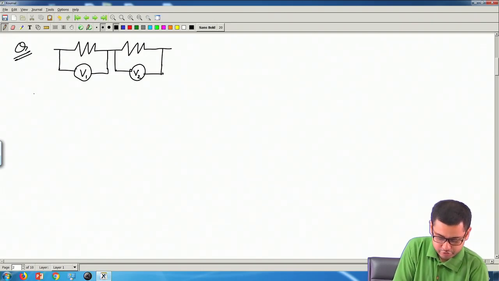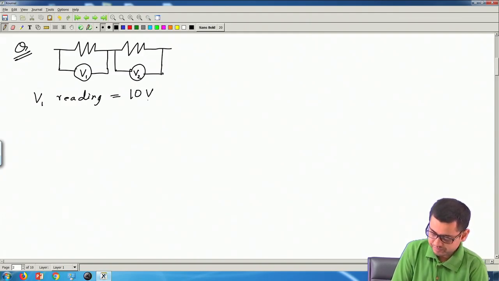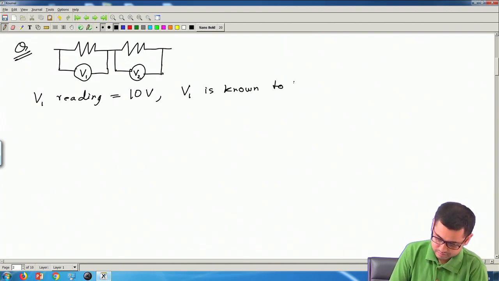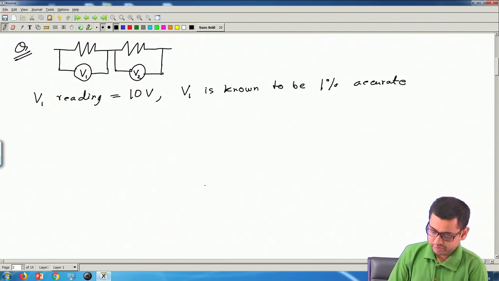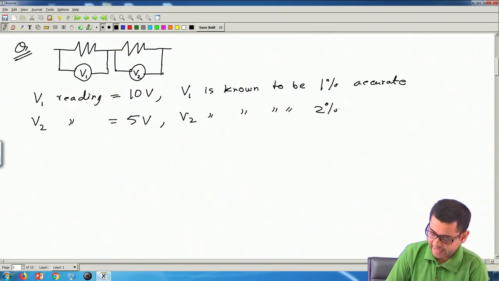Okay. Now, voltmeter V1 reading is say 10 volt, and say we know that V1 is 1% accurate. Which means that the true value of the voltage can be 10 volt plus minus 1%. Okay, that means plus minus 0.1 volt. And V2 reading is say 5 volt, and V2 is known to be say 2% accurate.